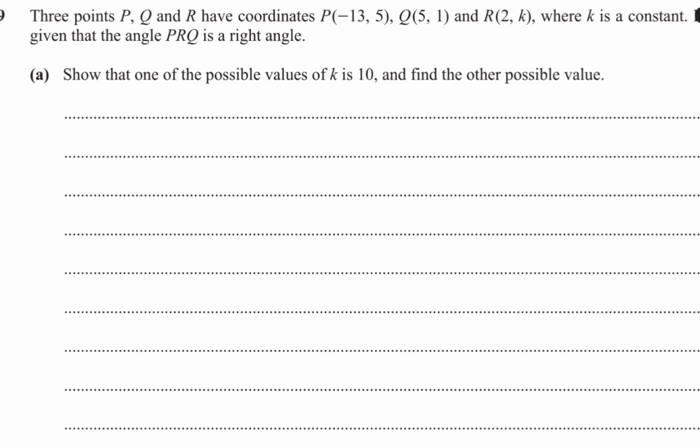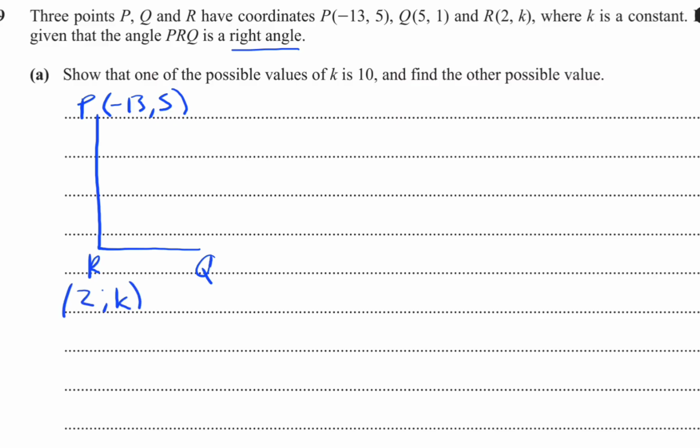Right? So if we know that PRQ is a right angle, we can sketch this. Our P is (-13, 5), our R is (2, K), and our Q is (5, 1), right? And we have a 90-degree angle at R.